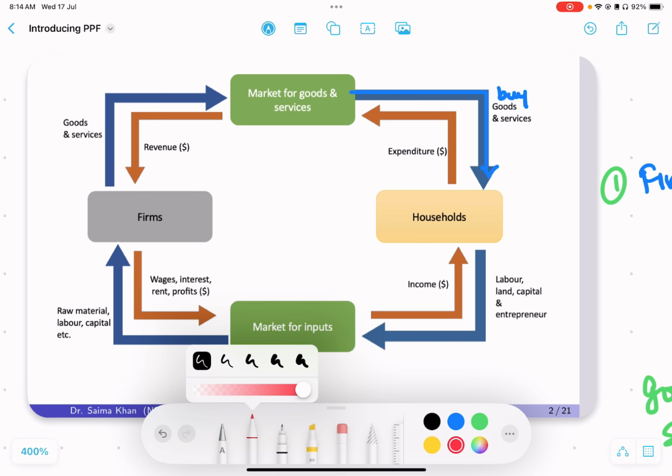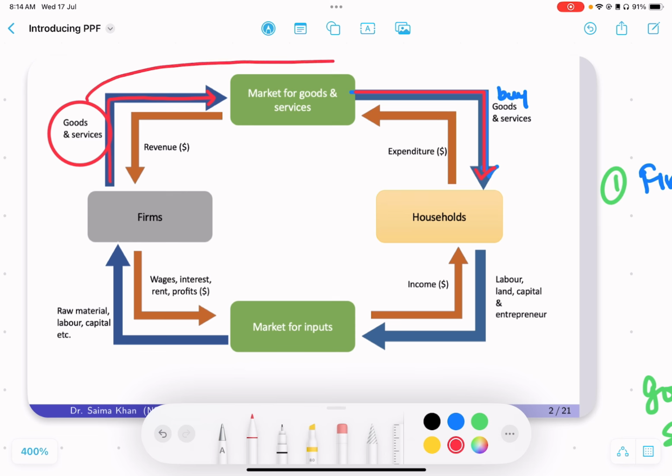All right, so first you're seeing that what is the interaction between firms and households? Well, firms produce goods and services, right? Once they produce these goods and services, they take it to the market for goods and services. That's where they take it. And then what do the households do? The households actually go and buy these goods and services, right? So the goods are flowing from the firm to the households. That's the idea. Okay.